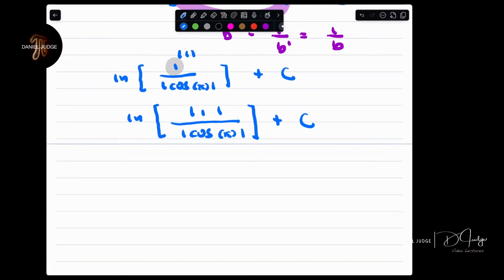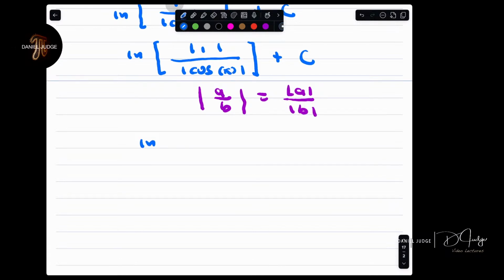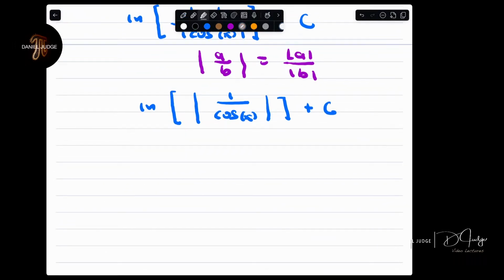Now, working on the algebra and then using properties of absolute value. Remember, if you ever have the absolute value of, well, I'll write it this way here. If you ever have the absolute value of a quotient, that's quotient of absolute values. And so you end up with the natural log here of the absolute value of 1 over cosine plus c. And I'm going to remind you that this is a reciprocal identity, that 1 over cosine is our secant.